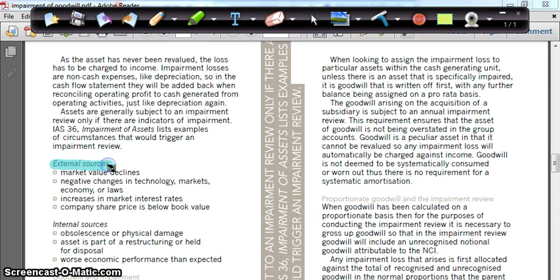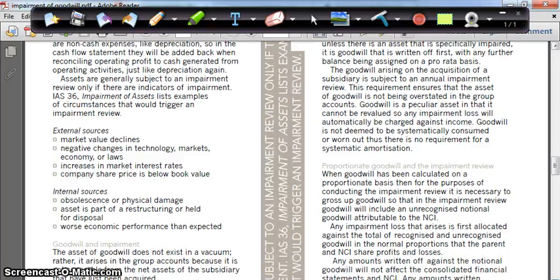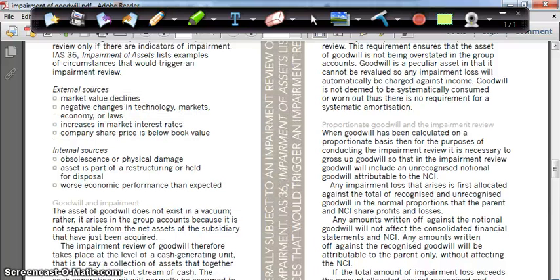So there are external sources such as changes in technology, increases in market price, and company share prices. Internal sources will be obsolescence or physical damage, and perhaps there's been restructuring, or maybe there's just generally worse economic performance than expected. So if you're reading a scenario question and you see anything that runs along these external and internal indicators of impairment, then you need to think to yourself, does this show that this maybe has been impaired?